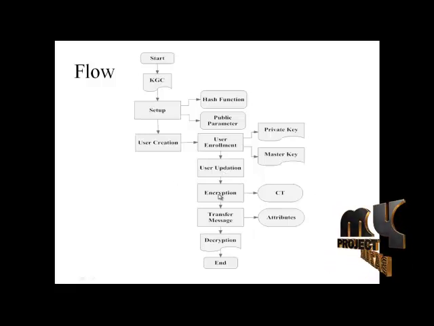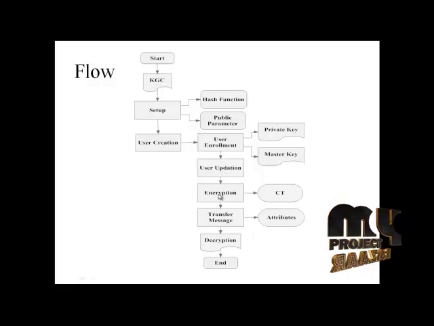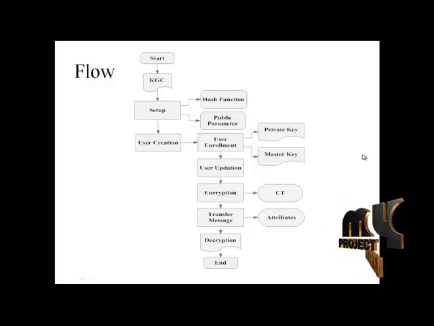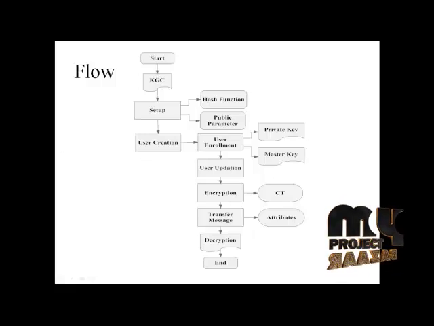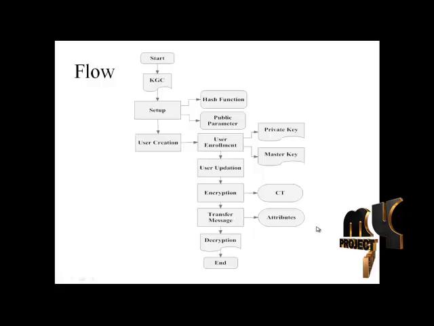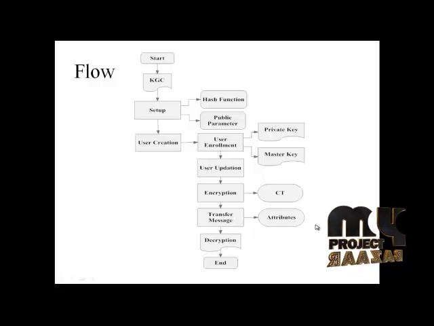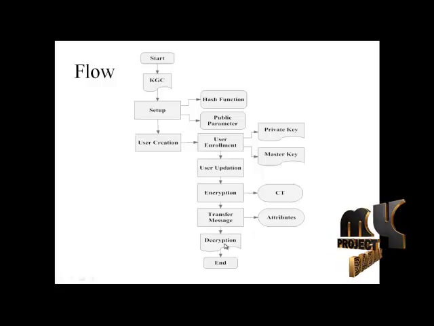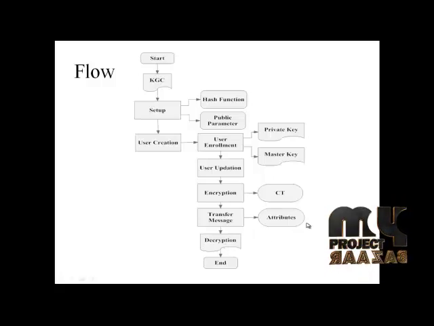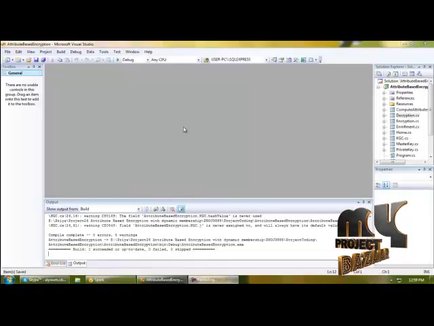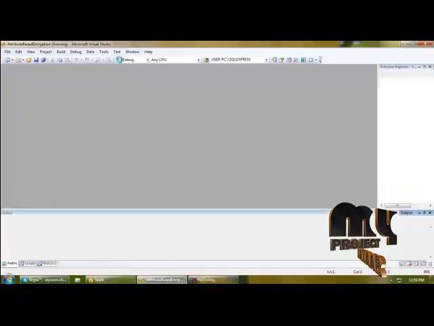And in encryption, the user can encrypt the secret message which is shared to other users based on the private key, master key, and attributes of the user, and the encrypted message will be transferred to the other users based on the attributes of the other users. And any user can decrypt the message if they match the given attributes used during encryption. Next, execution of the project, and let's start the execution.